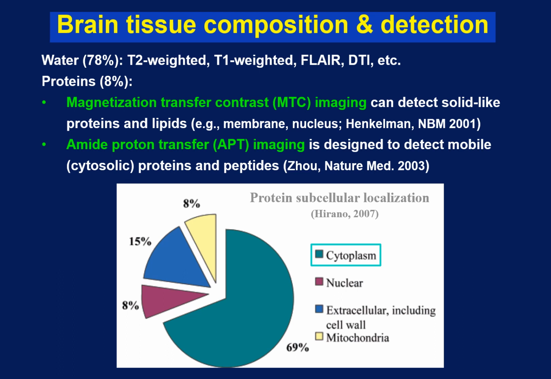So what is being imaged? Tissue has a lot of water, 70 to 80%. This is why many standard MRI, T2, T1, FLAIR, and DTI work very well, because the signal is high enough. The tissue also has a lot of protein, 8 to 10%. One MRI technique called MTC can detect solid-like proteins and peptides, like myelin protein and nuclear protein. In contrast, amide proton transfer imaging is designed to detect mobile cytosolic proteins and peptides.